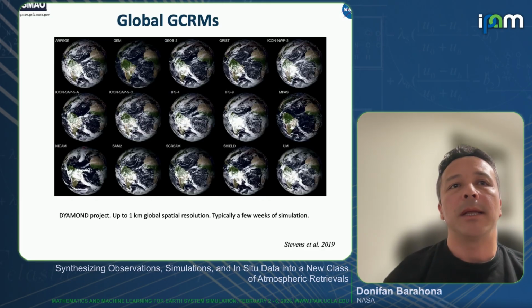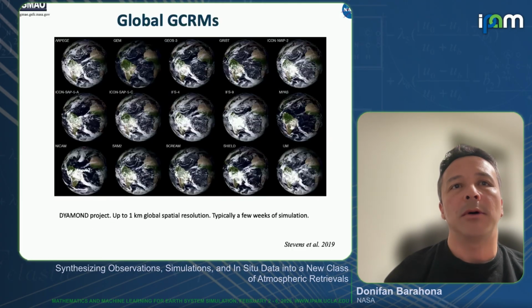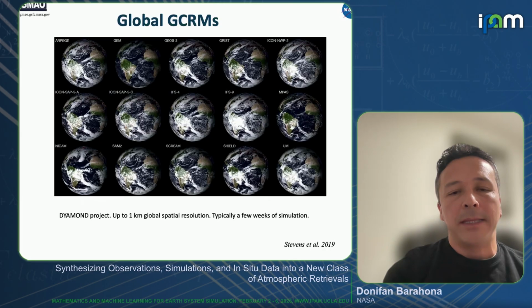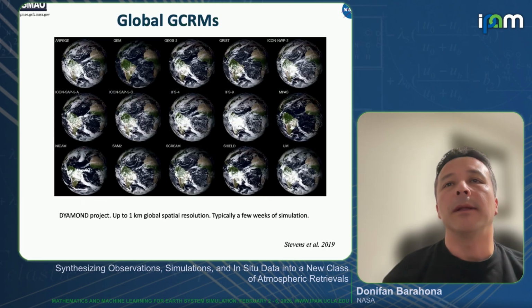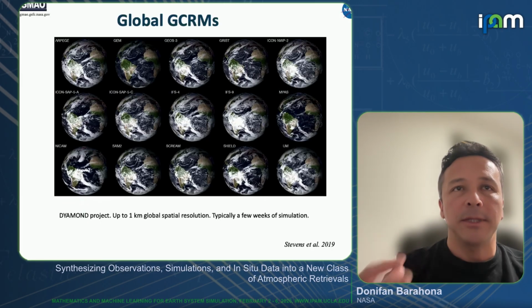And one very well-known project is the DIAMOND project, and some of these simulations go all the way up to 1 kilometer. This is also something where we, the GMAO at NASA, have been involved in under the direction of Bill Putman, and our model is actually right here. This is our updated simulation from the one that I presented at the beginning. And this is also data.